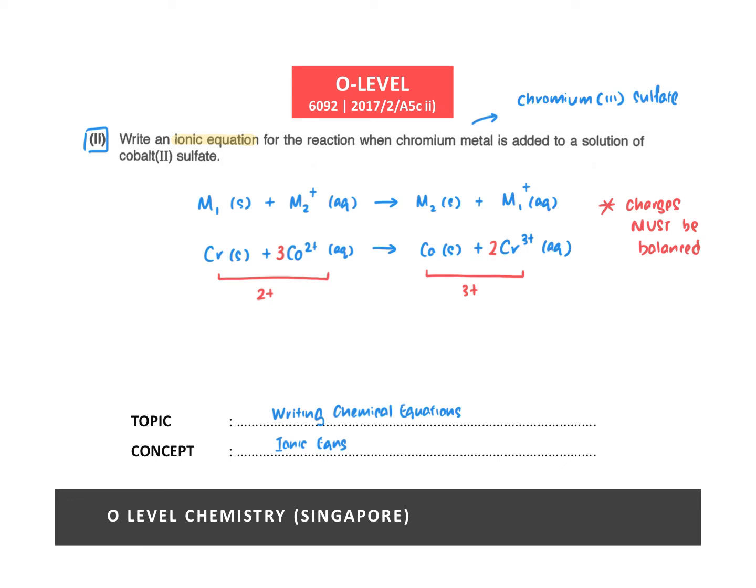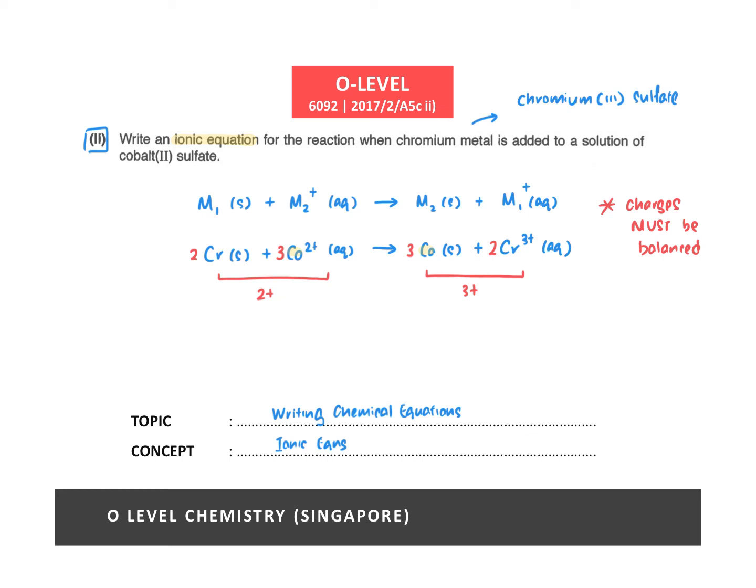But once you balance the charges, we need to go back now to balance the atoms again, because we have 3 cobalt on the left and we only have 1 cobalt on the right. So we need to balance the atoms by putting a 3. And similarly, we have 2 chromium ions on the right, so we need to have 2 chromium atoms on the left.